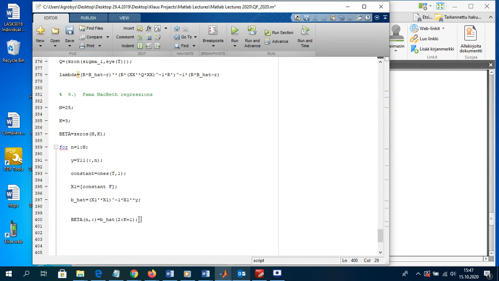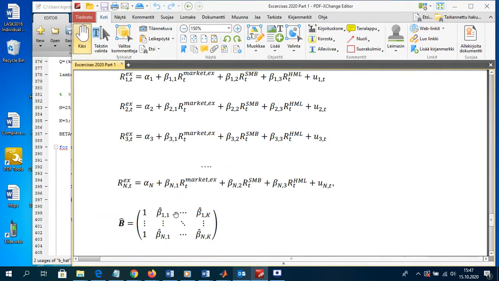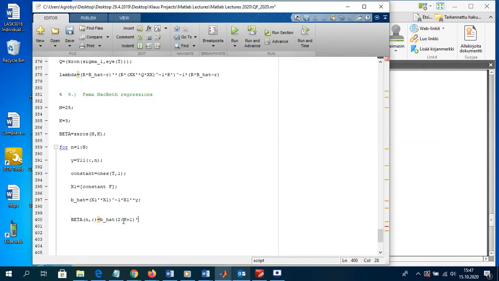So it's very useful to write the code like this, and we have to transpose this guy, right? Because beta hat is a column vector, but we want to have it as a row vector, because we want to store this guy here in this row. So we have to transpose this guy here. That's important. Otherwise, the dimensions don't line up.